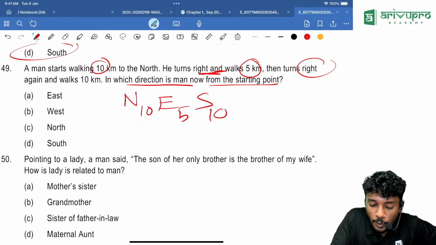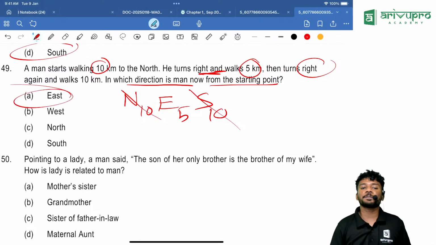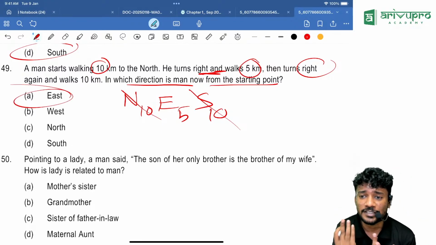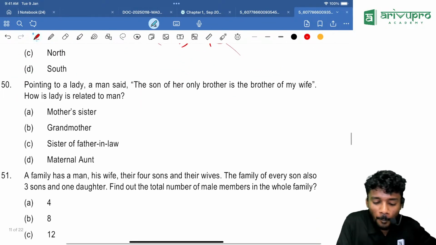Then right of east is what? South. That means south and north are opposite. 10 cancel. What is remaining? East. Option A. Within seconds. How many seconds? 3 seconds, 2 seconds. You will get the answer. We are saving time.